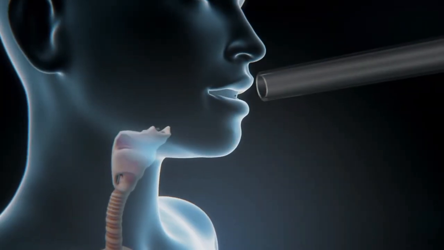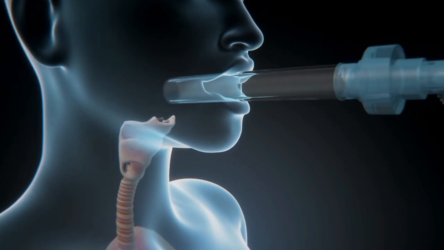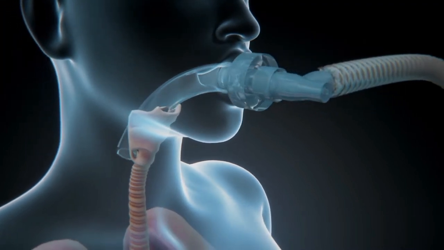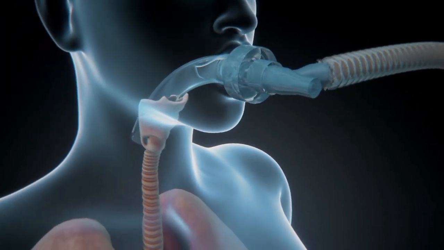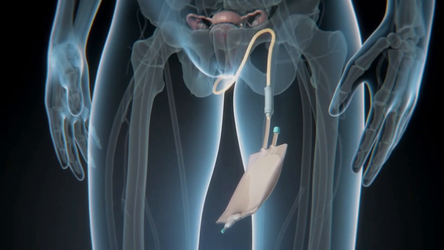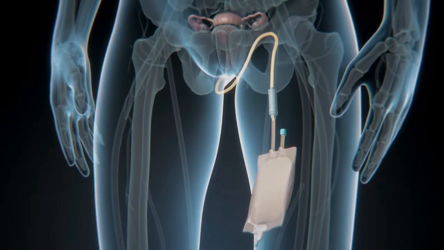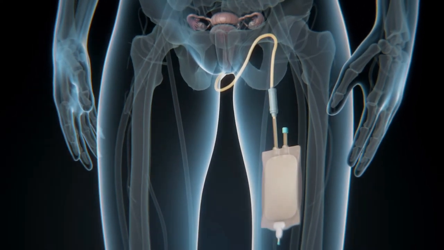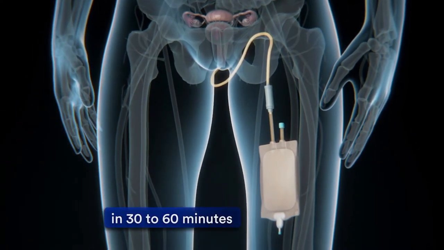A breathing tube will be temporarily inserted through your mouth and into your throat to help you breathe during the operation. Your bladder will also receive a catheter so that your urine can be drained. An uncomplicated diagnostic laparoscopy could be completed in 30 to 60 minutes.